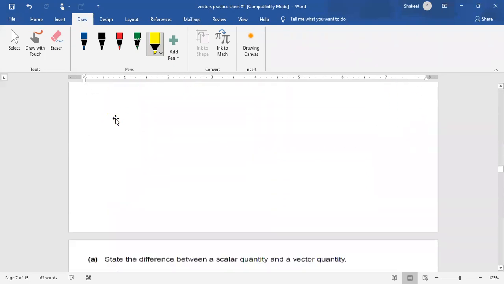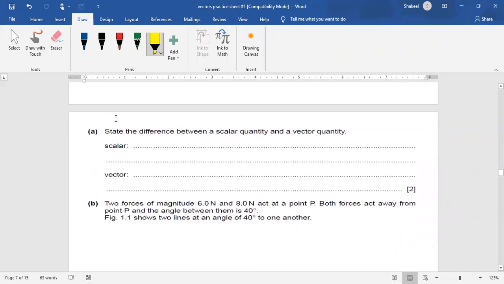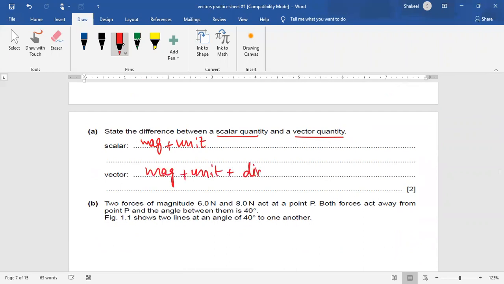Now we have to go to the other part of the sheet, which is the theory questions. You have to state the difference between a scalar quantity and a vector quantity. A scalar is represented by a magnitude and unit, and a vector is defined by a magnitude, unit and direction. A direction is also required, so that's the basic difference.